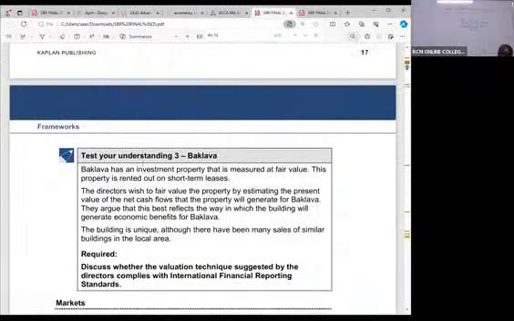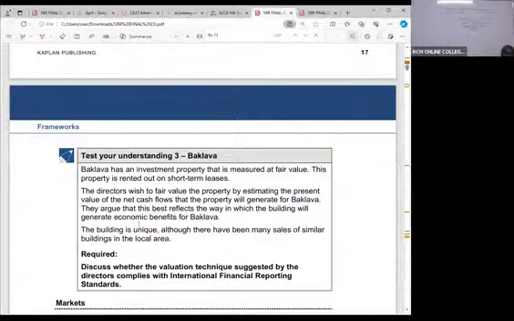Ladies and gentlemen, from there I'll go to this question, which is very important: Baklava. You can go and look at the answer later. Baklava has an investment property that is measured at fair value. This property is rented out on short-term leases. The directors wish to fair value the property by estimating the present value of the net cash flows that the property will generate for Baklava. They argue that this best reflects the way in which the building will generate economic benefits.